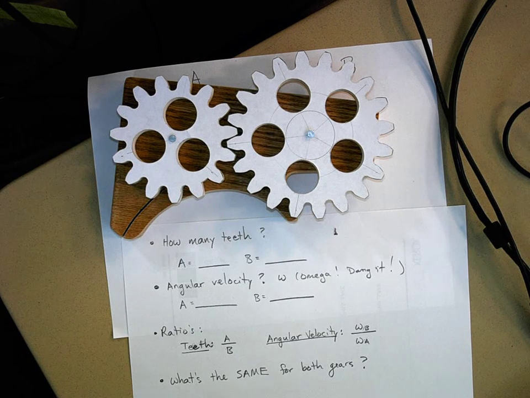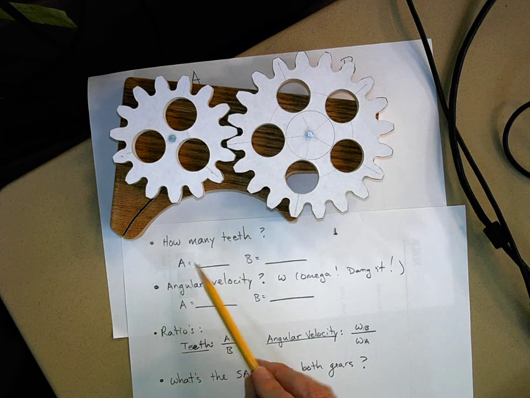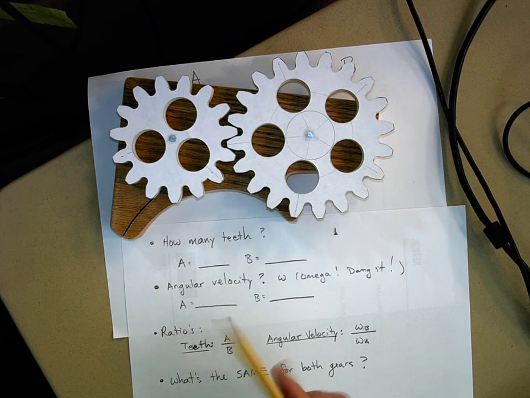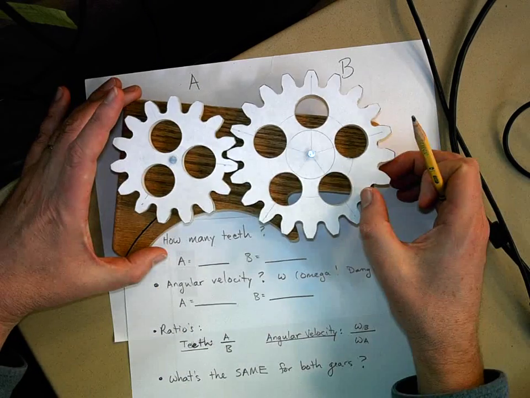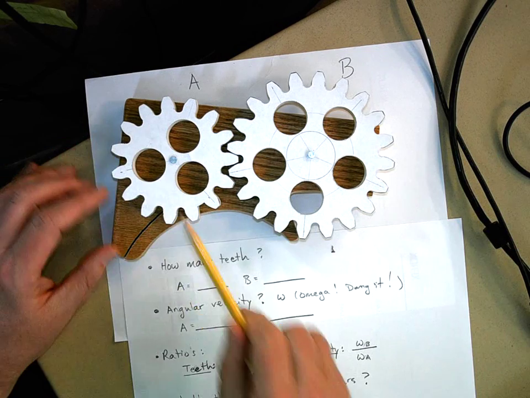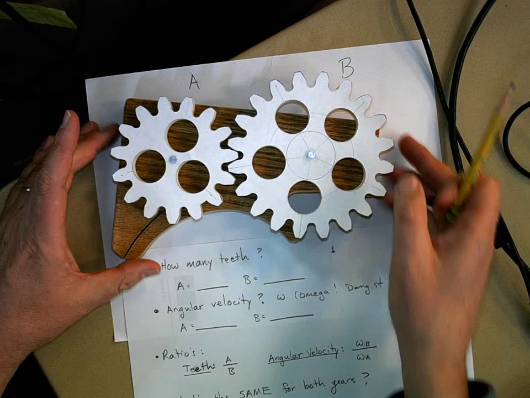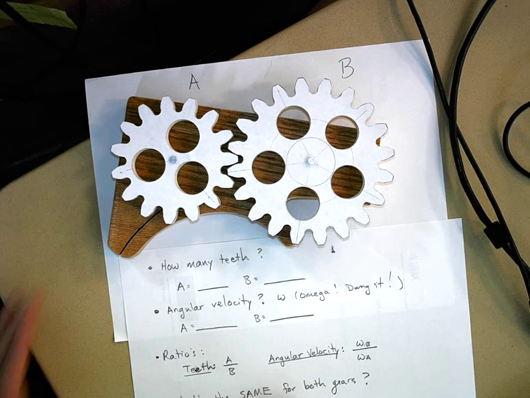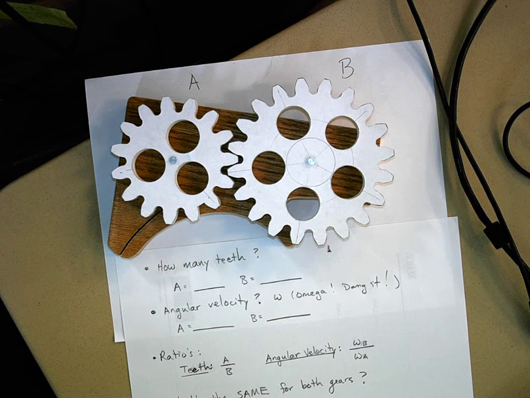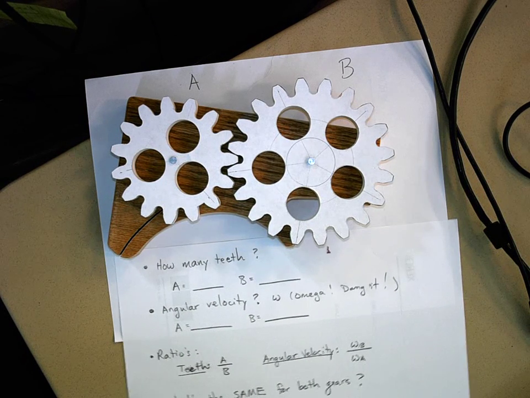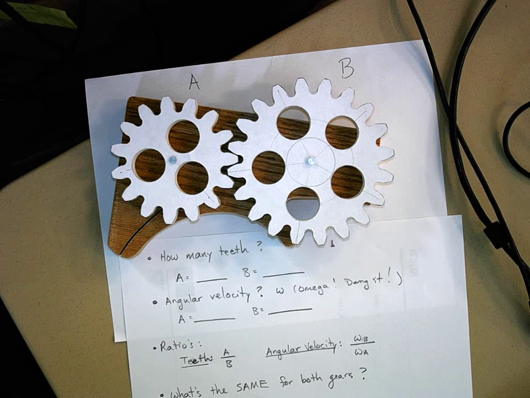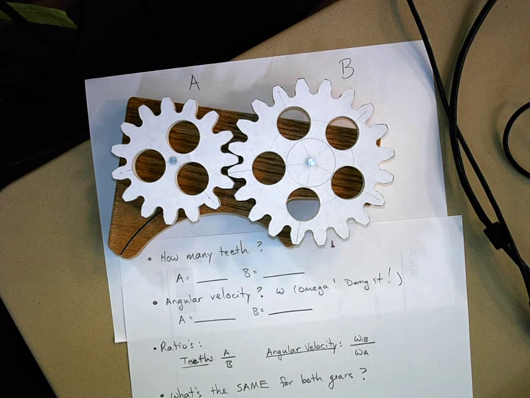First, right now, and you can pause the video if you need to, count how many teeth each gear has. And I think you can see here that I'm going to make this gear A and this gear B. That's how we're going to distinguish them. And count how many teeth they have. Okay, do that right now, and record it in your notebook.